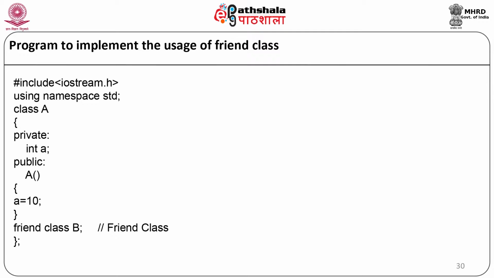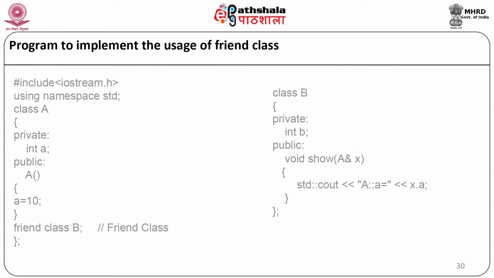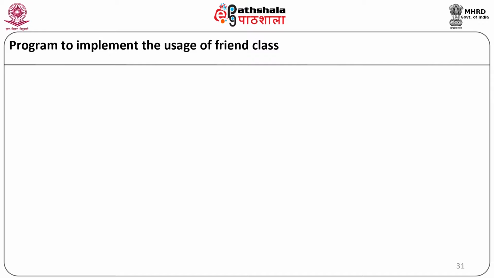Now we will define our class B. Class B, in a private section we will have integer B, and in public we will have a member function as void show, and inside this we will take an object of class A as A ampersand x. Here we will display the message as std scope resolution operator cout. The message will be A colon colon A is equal to x dot A. Our function will end and our class will end.